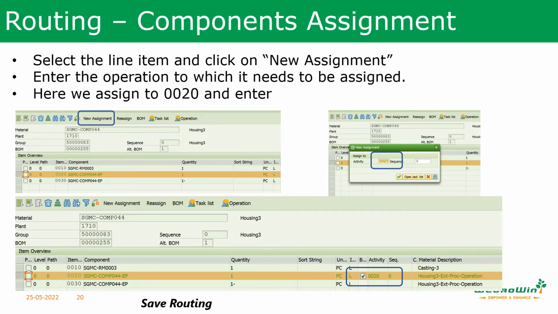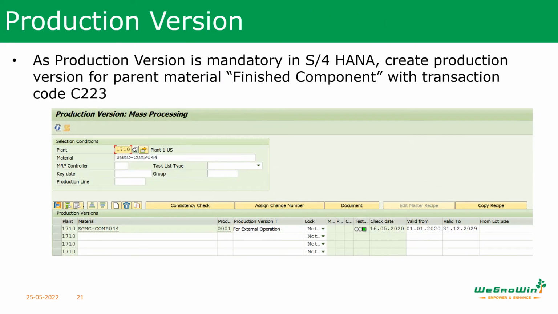So now after checking these details, save the routing. Then as usual in S4HANA, we need to create the SAP production version using the transaction C2223. That production version we have to create for the parent material. This is a regular thing we have to do.